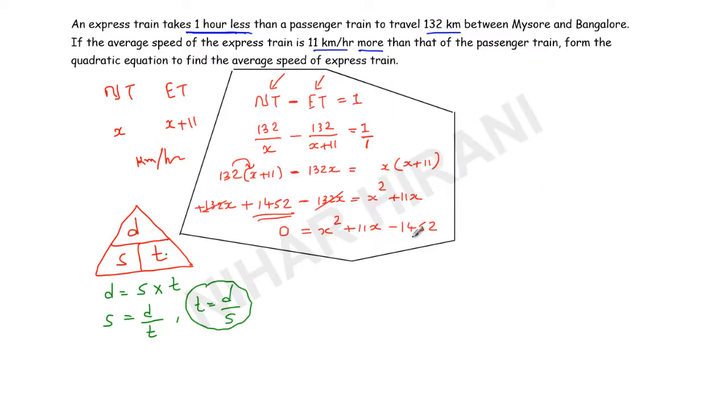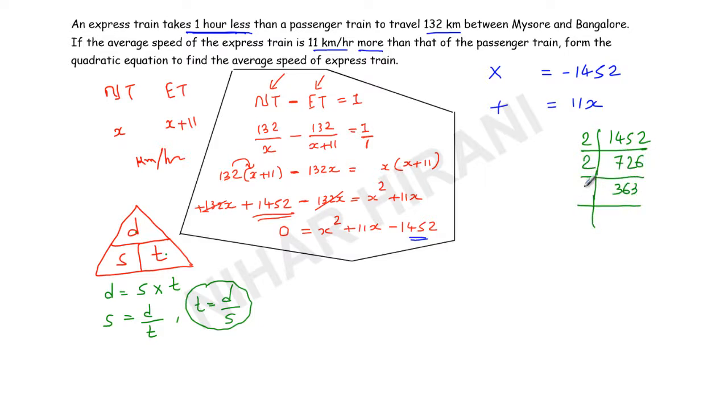Now I want to do the prime factorization of 1452 because I want two values. If I multiply I want negative 1452, and if I add I want 11x. So to find two numbers which follow these two conditions, I must do the prime factorization. So I will do the prime factorization very fast. It's 1452. It's an even number, so I can start with 2. 2 times 7 14, 2 times 2 4, 2 times 6 12. I can again go ahead with 2. Now I should go by 3. Now I must go by 11, and that's it.